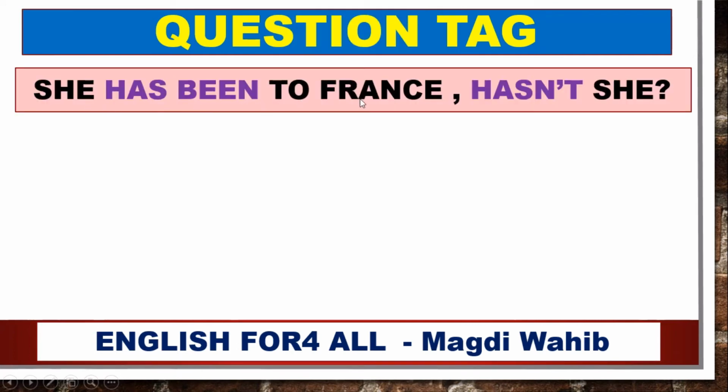She has been to France. This is present perfect. This is a positive sentence. The question tag will be negative. Has been, this is present perfect, so we'll be using has in the negative form. She has been to France, hasn't she?